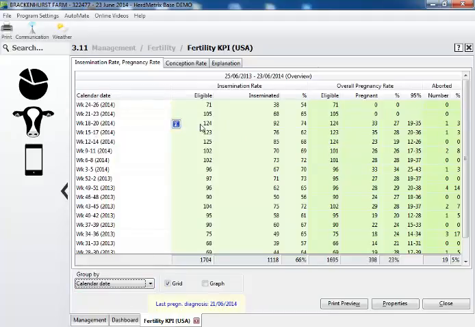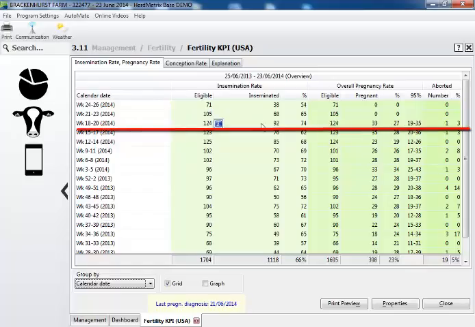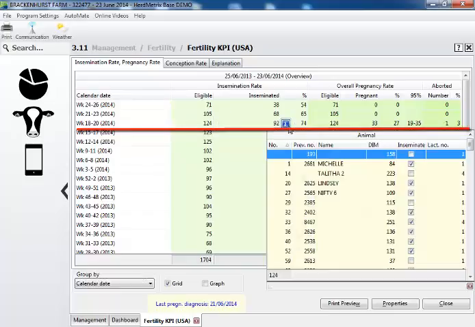And what this tells me here, between 18 to 20, was there were 124 cows eligible to be served. We actually managed to inseminate 92. So the overall insemination rate was 74%. And these were the cows that were included. The ticks are where we actually served the cows.